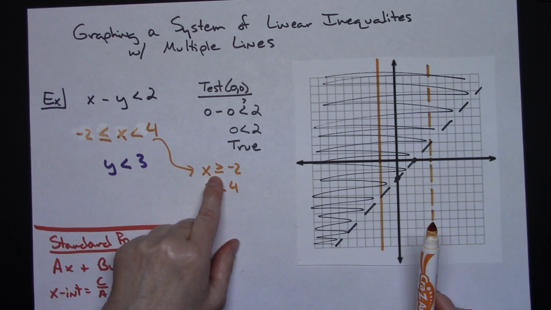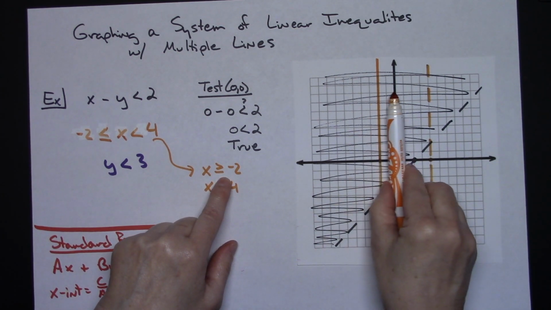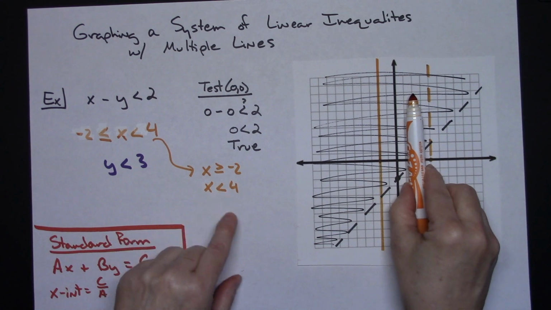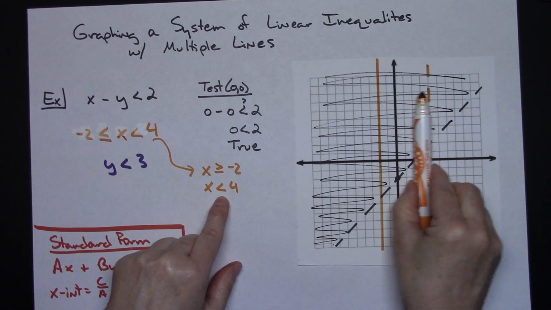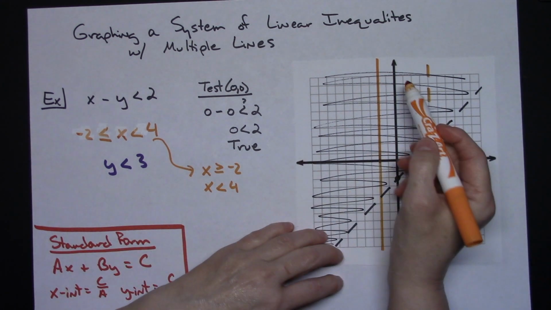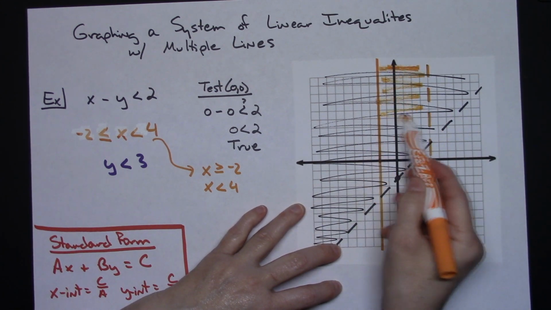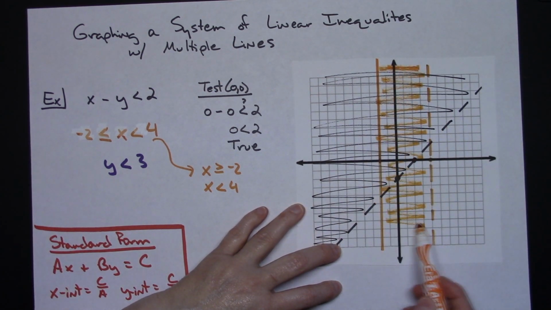You can also look at it like this. X is greater than negative 2, here's negative 2, so the numbers that are greater are this way. X is less than 4, here's 4. The values that are less than 4 are here. So that means I'm going to be shading everything in the center of these 2 lines.